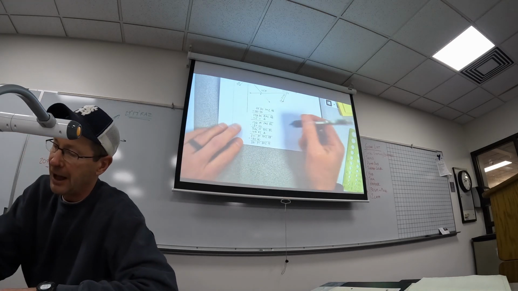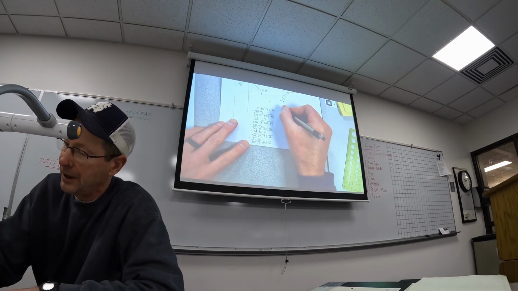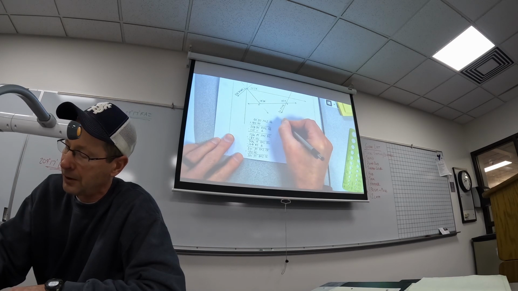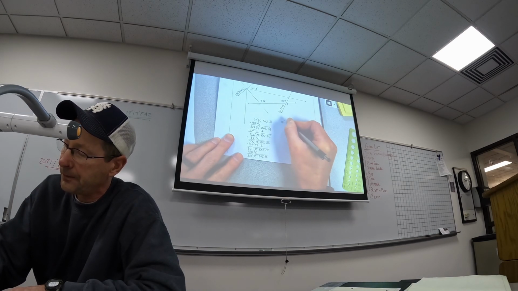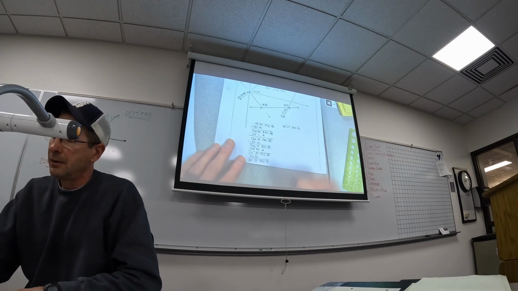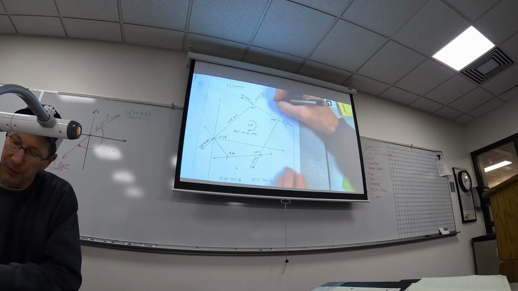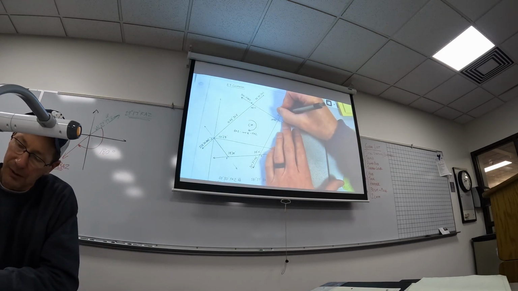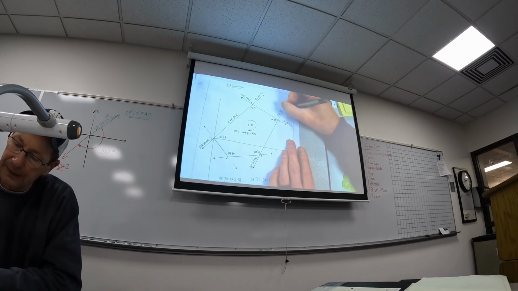So let's just start a new column over here. I'm just going to move this number up here. I'm going to say 381. I'm running out of room here. So we have this back azimuth here of 381. Back azimuth.